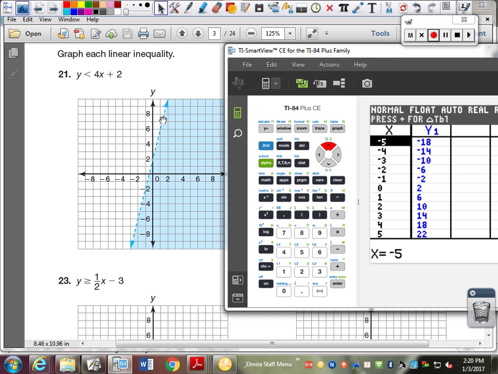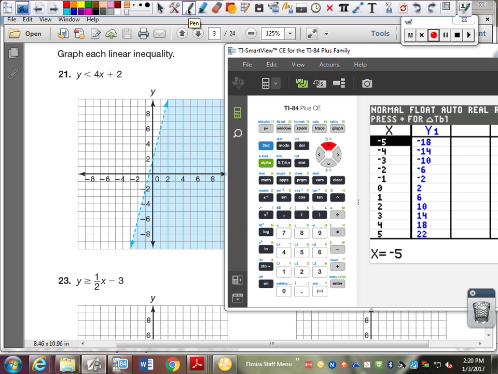Now look at here how they used a dashed line. They did not connect those dots with solid. That's because there's no equal bar. Okay, now then the shading. How do you decide to color? Well, there's two ways you can think about it.